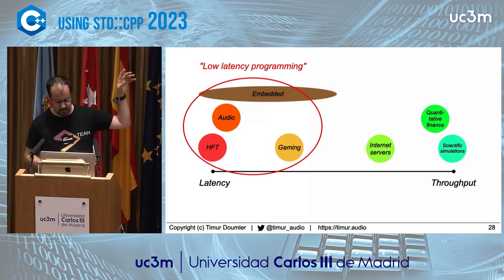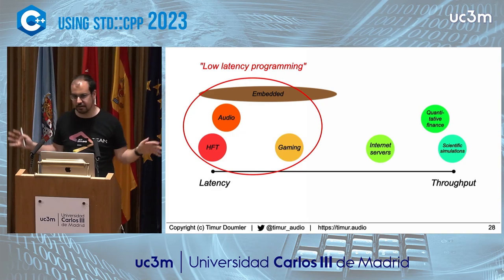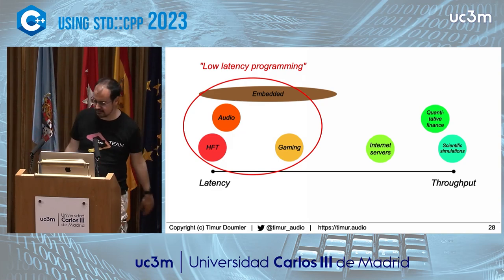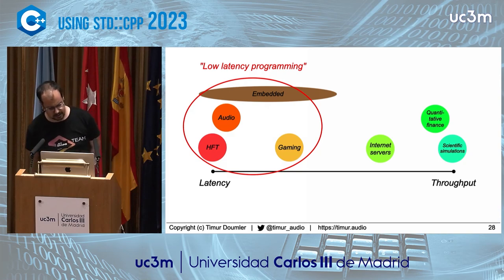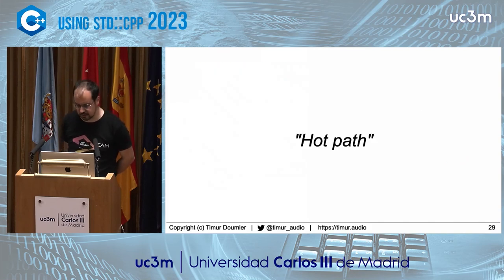And so everything in the left half, that's what I call low latency programming. That's purely my own classification. You can disagree with this, but this is the way I see it. And it turns out that in these low latency programming use cases, pretty much in all of them, in some shape or form, you have this concept of a hot path.